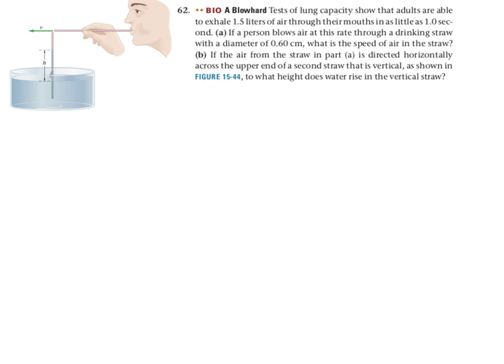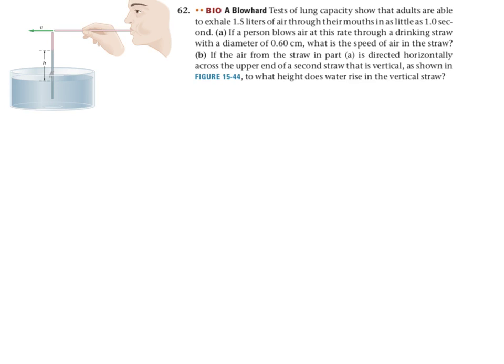Chapter 15, Number 62. Tests of lung capacity show that adults are able to exhale 1.5 liters of air through their mouths in as little as 1 second. A. If a person blows air at this rate through a drinking straw with a diameter of 0.60 centimeters, what is the speed of air in the straw?